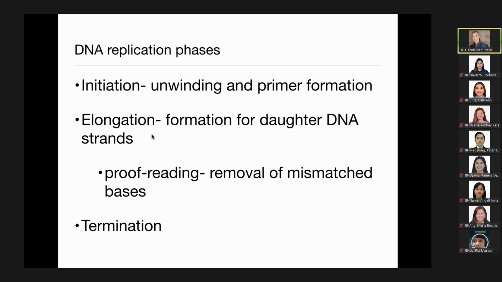After the primers have been laid down, we shift to the next phase, which is elongation. So here, oligonucleotides can be incorporated into the 3' hydroxyl group of the primers, and actual DNA can now be polymerized by the enzyme DNA polymerase. Proofreading is very important for this phase as it ensures fidelity of replication by removal of mismatch bases. And when the entire DNA has been replicated, that's the end of the process.